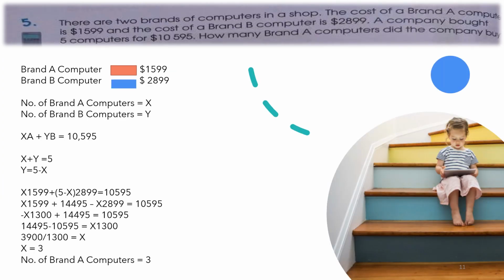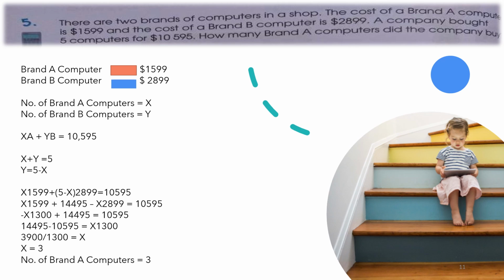Question 5 says that there are 2 brands of computers in our shop. The cost of a brand A computer is $1599 and the cost of a brand B computer is $2899. A company bought 5 computers for $10,595. Now we have to find out how many brand A computers the company bought.